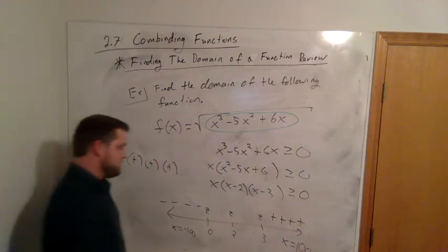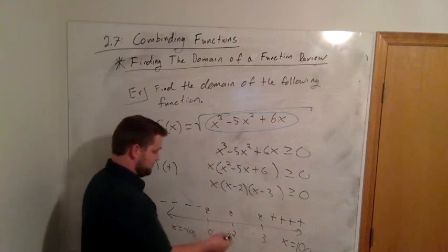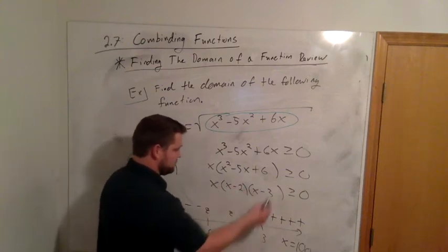Now, if you want, you could take advantage of the multiplicities. Note the multiplicity of 0 is 1, the multiplicity of 2 is 1, and the multiplicity of 3 is also 1.